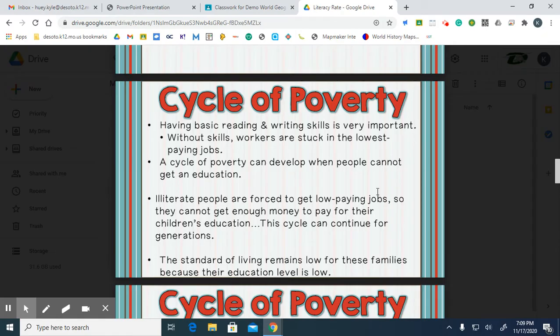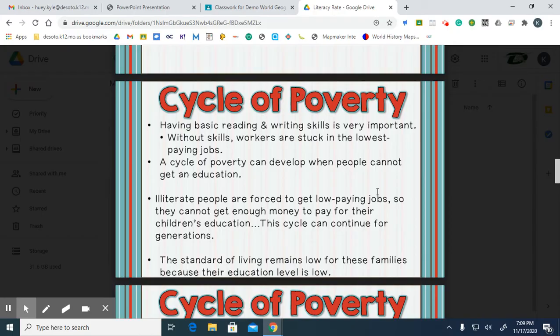Without skills, workers are stuck in the lowest paying jobs. A cycle of poverty can develop when people cannot get an education. So this is where it directly impacts you. I understand that education is not for everyone. However, it's proven that the more education you have, the better success you have in the future. The better you know how to read, the better you know how to write, the better you're going to do as an adult.